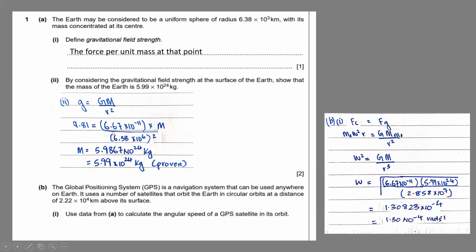Remember that this is kilometers and you have to convert it to meters. Again, using the formula similar to the one before, we just substitute the values: 9.81, 6.67 times 10 to the negative 11, which is the gravitational constant, and then radius squared, which is 6.38 times 10 to the power 6 because you convert it to meters, squared. Rearrange the formula and get 5.9867 times 10 to the power 24. You could show more significant figures, or you could just directly write 5.99 times 10 to the power 24 kilograms and then write proven. All right, that's the way you do the question.